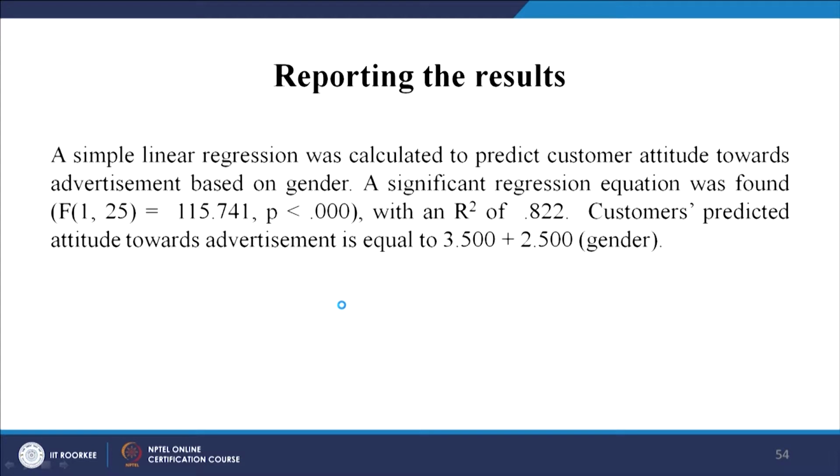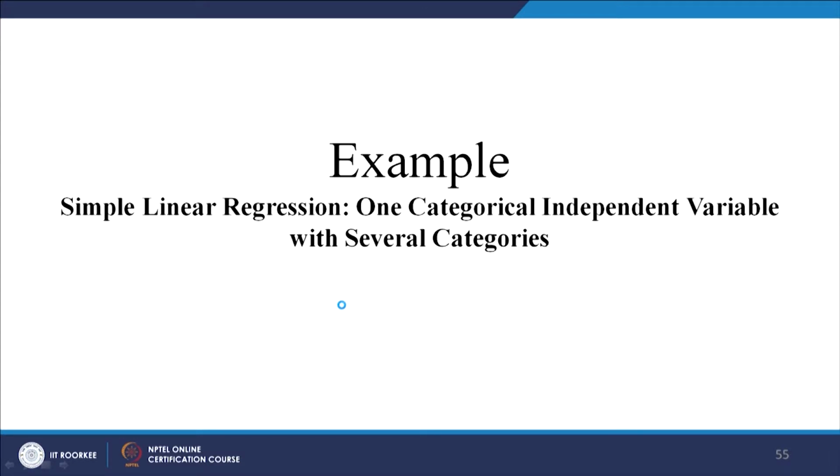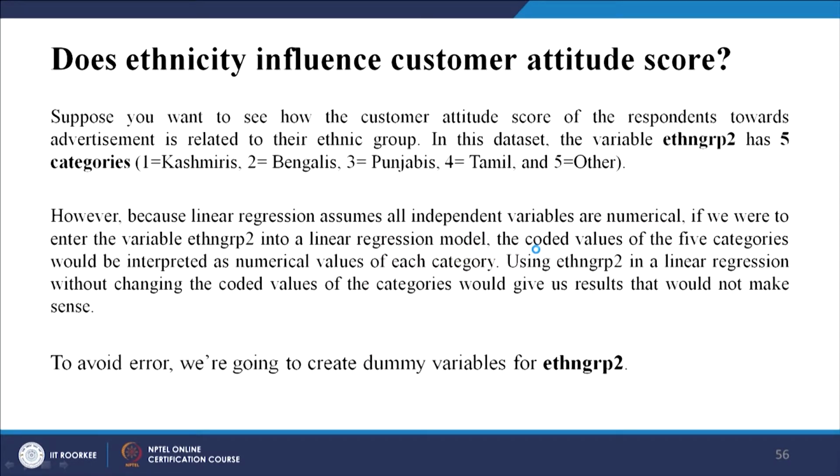So, I will show you a new example now. This is one categorical independent variable with several categories. Suppose you want to see how the customer attitude score of the respondents towards advertisement is related to their ethnic group. So, now we have taken various ethnic groups, for example, 1 Kashmiris. In India these are different states and people from these states are called like this. West Bengal, Bengalis, 2, Punjab, Punjabis, Tamil Nadu, Tamil, and the rest are others.